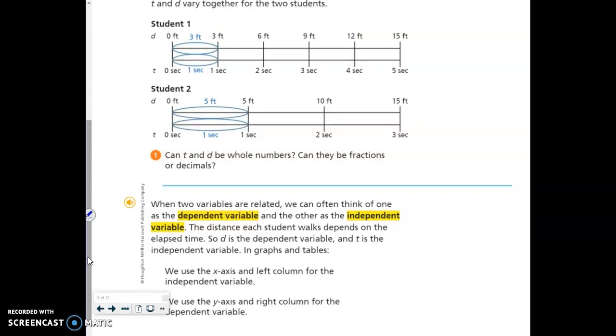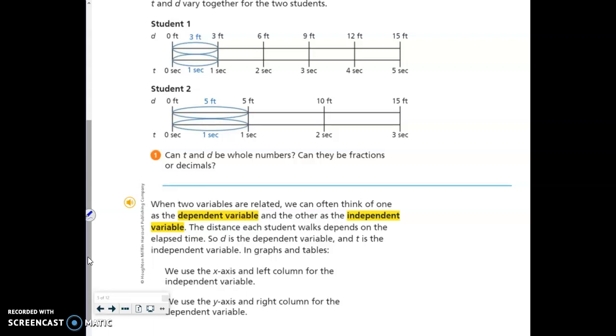The two variables, we've got a dependent variable and an independent variable. The independent variable, I'll start with that, is the amount of time. T in this case is the independent variable because we can determine how long these students walk for. We can just pick a number and go with it, and it does not matter what we choose. We get to determine that variable.